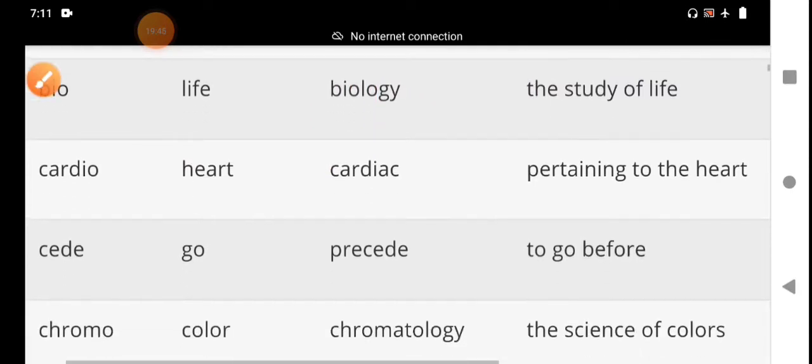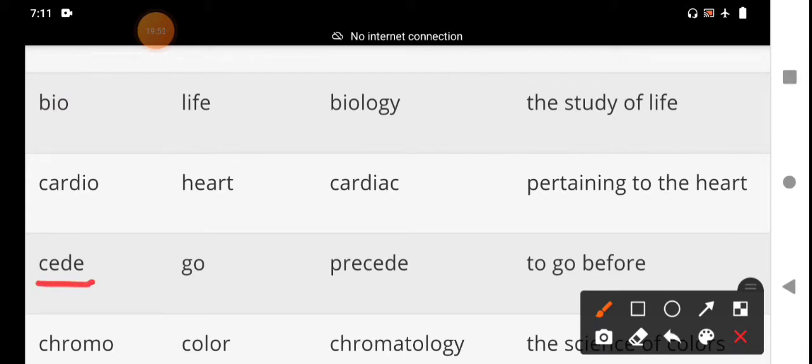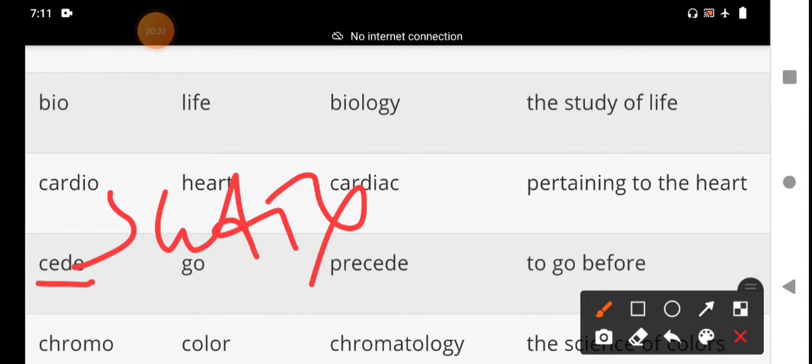And then we go to the next root word, cede. What is the meaning of cede? Abandon, leave, transfer, go, to go before. Precede means before, not after. Preceding means going before, following means going after. That is the meaning of cede. Here cede is used as a suffix, not a prefix. It is added at the end of the main word. It does not function as a prefix, it functions as a suffix. Cede means abandon or transfer or go.